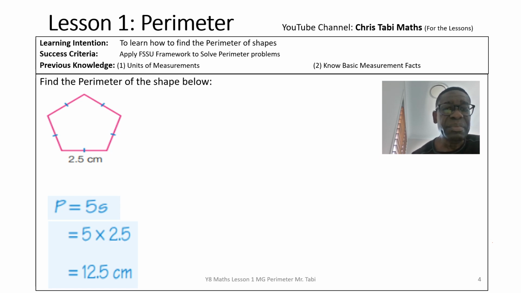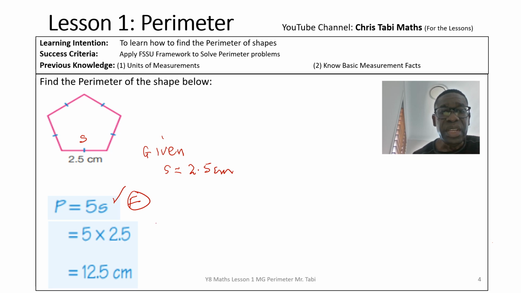We have that shape. Each side is the same because of the marking on it. And so here given is very simple. S is equal to 2.5 centimeters. So we start with the formula, which is 5 times S. We do the substitution. That's in place of S, we put the 2.5 because S equals 2.5. And then we simplify, and that's the unit.